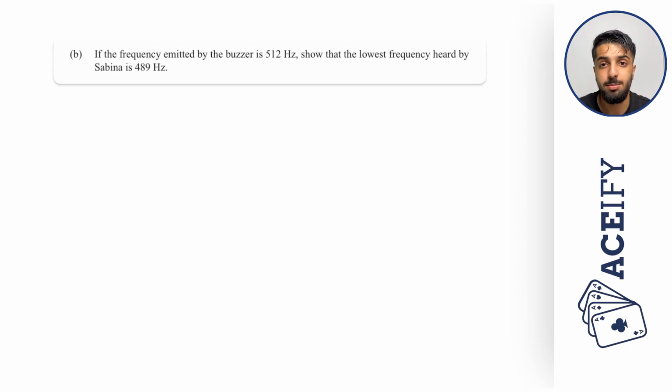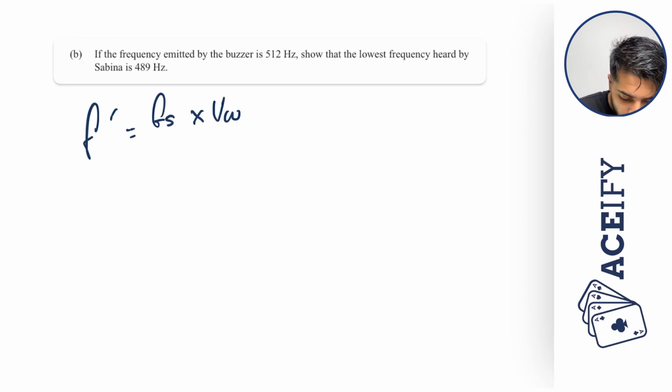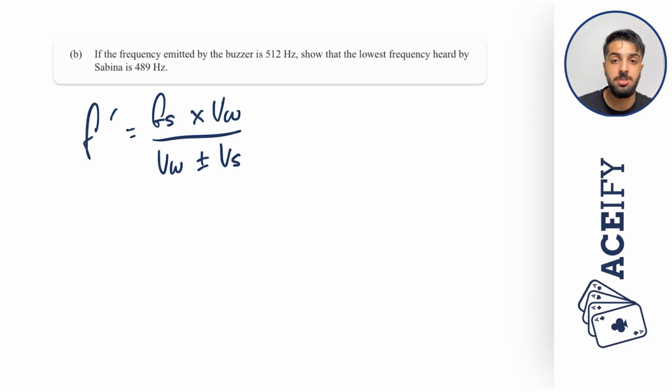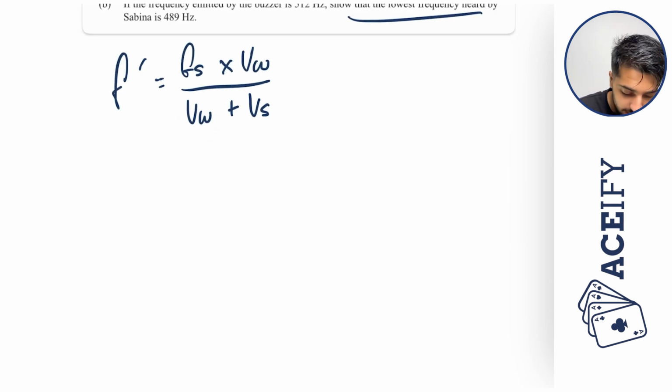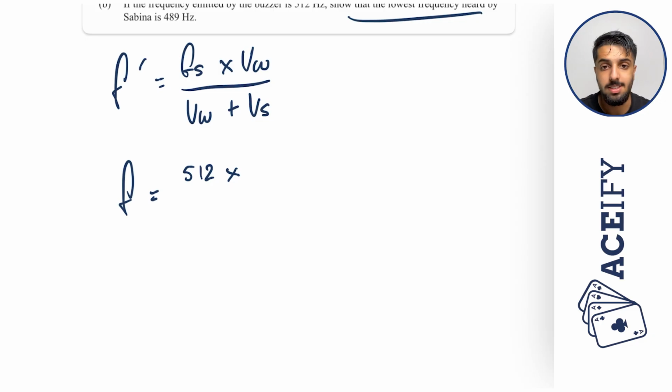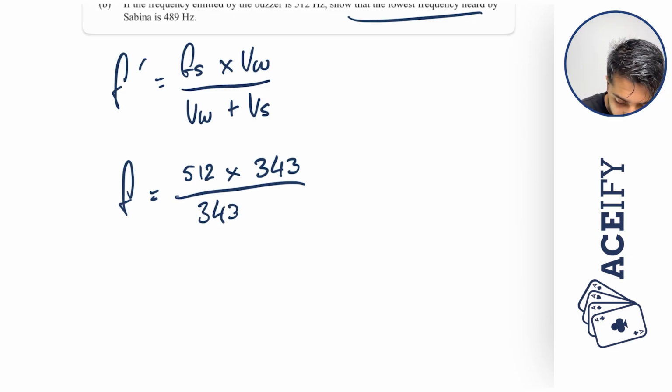So this is a simple Doppler calculation where our f prime is equal to the frequency of the source all over the velocity of the wave plus or minus the velocity of the source. Now we want the lowest frequency, and so we want a plus in this case, right? And so plugging in our numbers, we know that the frequency of the source is 512 times the velocity of the wave. The wave is sound waves in air, so the speed of sound in air is 343, as given above, all over 343 plus 16.